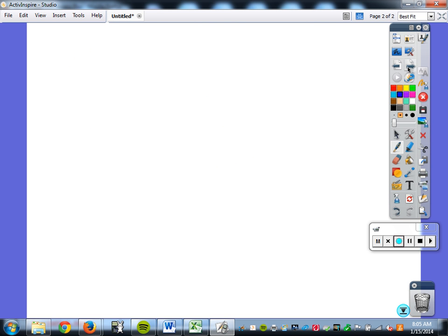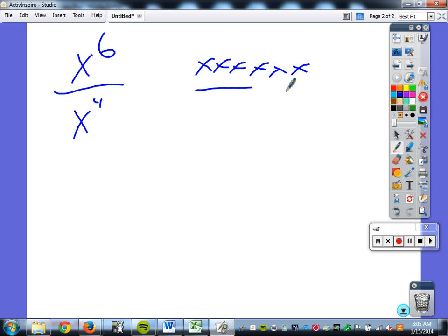Okay. What about if I have x to the 6th over x to the 4th? What do we do when we divide? We add it. When we divide, we subtract, and that should make sense because that's x, x, x, x, x, x over x, x, x, x. Right? Now, could you do this every time if you wanted? Draw out all those x's and cancel, right? And then you'd have x squared, right?